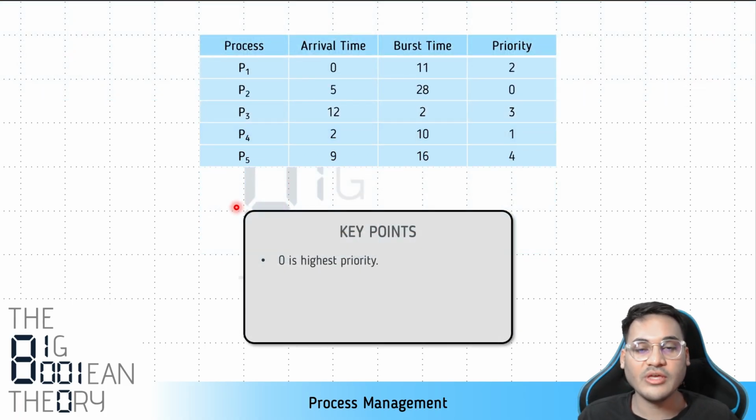So let us summarize what we have. We have 5 processes, with their arrival time, burst time, and priority. This is the first crucial piece of information.